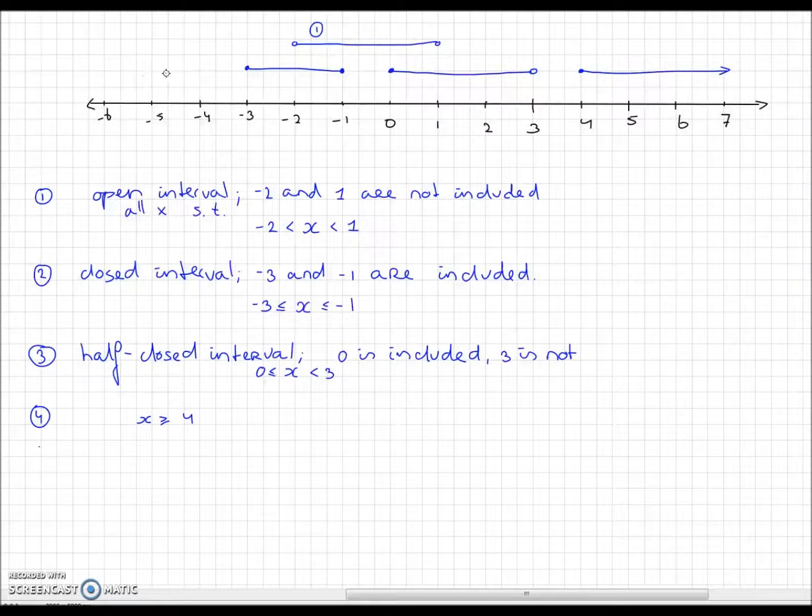And lastly, we can look at the interval where -5 is not part of the interval, but everything smaller than -5 is, and we can write that down as x is strictly smaller than -5.